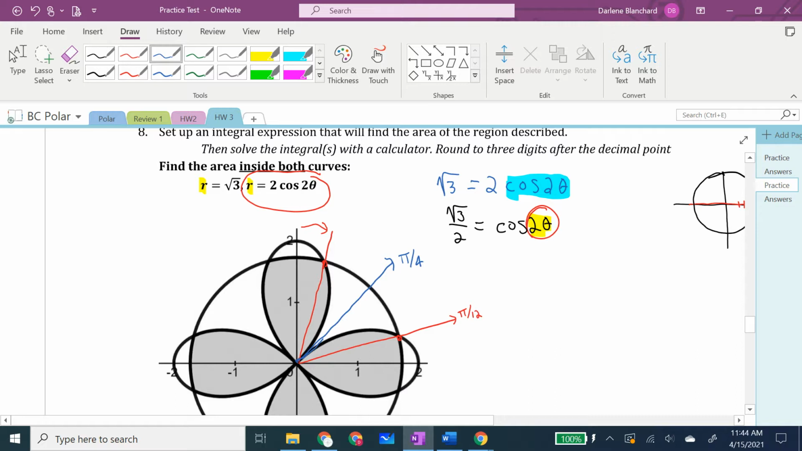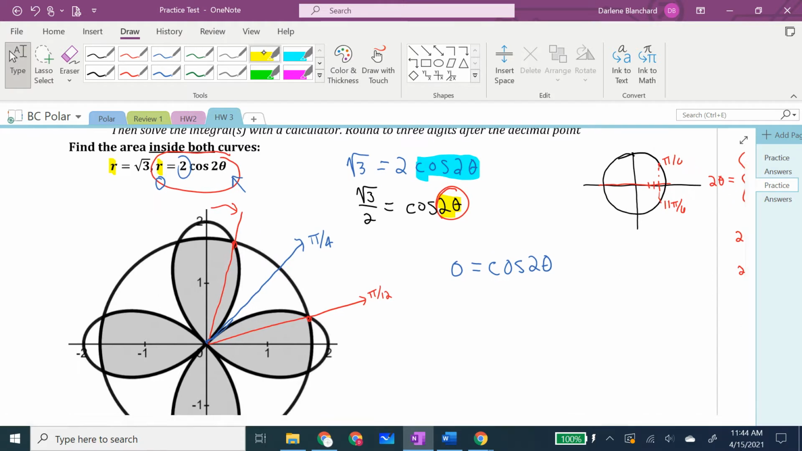So if this is the equation that you have, and you want to know where does that get sucked into the pole, you're going to let r be equal to 0 and solve that equation. So if 0 equals 2 times cosine 2 theta, then I'm just going to not write the 2 because 0 divided by 2 is 0. So now what you want to think about is not the 2 theta, but the fact that cosine is equal to 0.